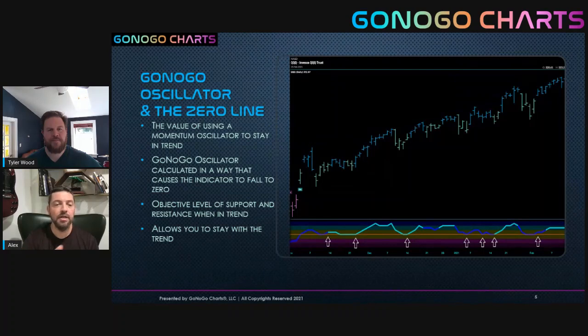It becomes subjective. Is it 43 on one security? Is it 38 on another security? If price comes down to 41, does that count as touching support if we're using 40 as the value?